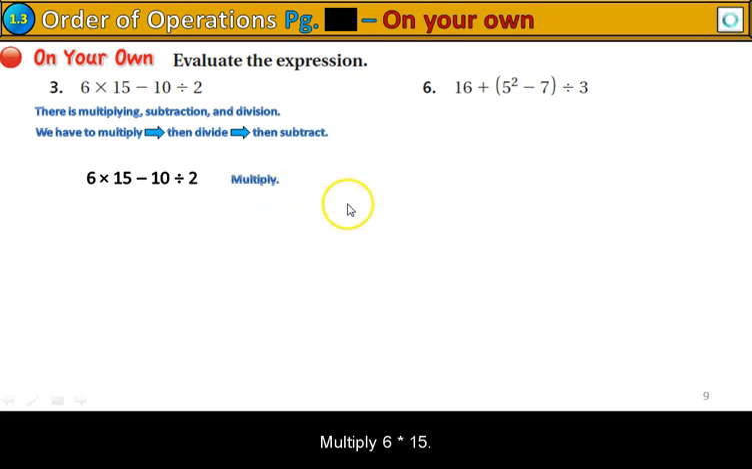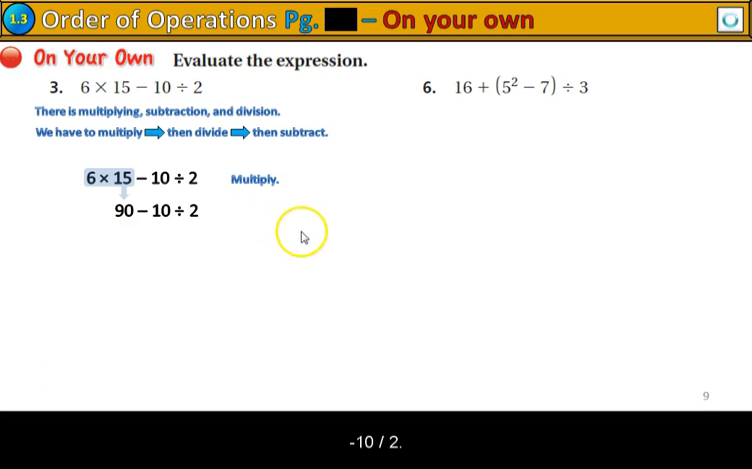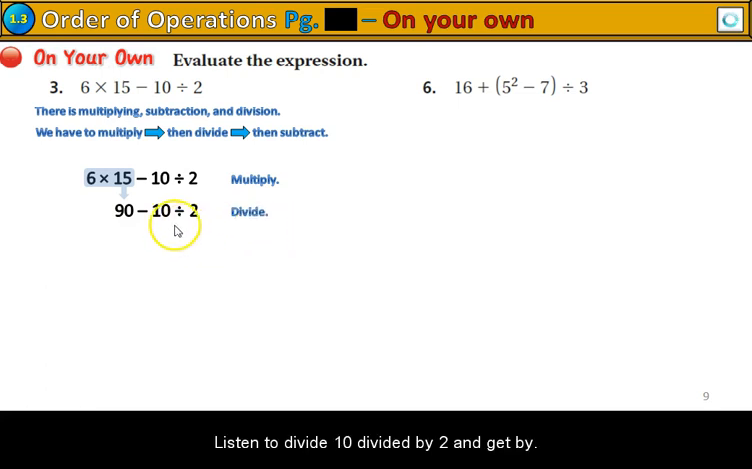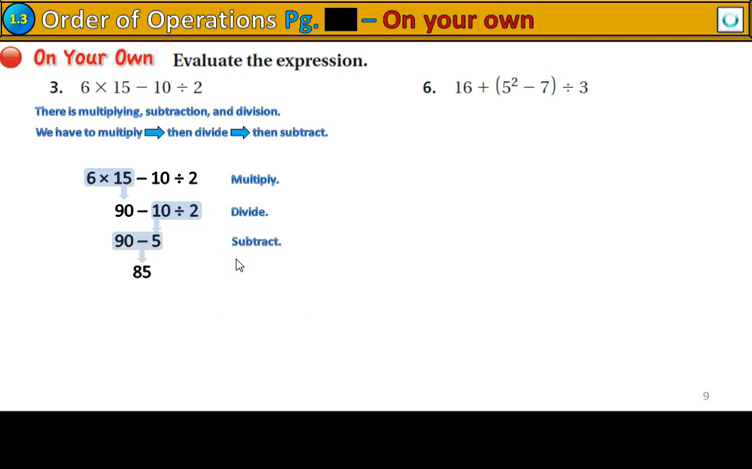So let's multiply 6 times 15. We get 90. We rewrite the remaining part of the expression that's not used. Minus 10 divided by 2. Now it's time to divide 10 divided by 2 and get 5. 90 minus 5, finally by subtracting, we get a result of 85. Did that match your answer? Great! Let's take a look at the next question.